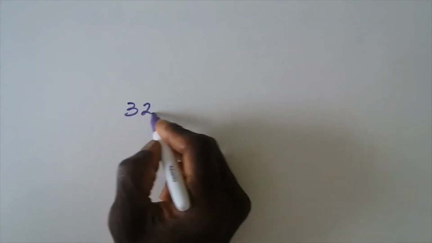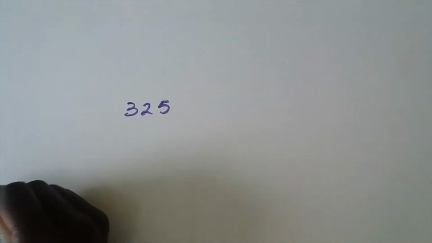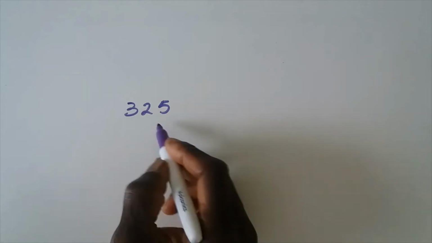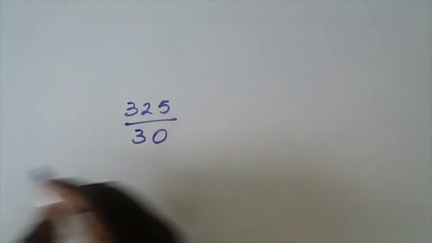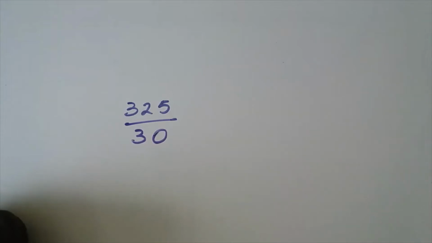The next question is, there are 325 pies at the banquet. If one dish holds 30 pies, how many dishes do you need to hold all the pies? Well, if there are 325 pies and each dish has 30, then we must divide 325 by 30. We'll do it as a fraction.